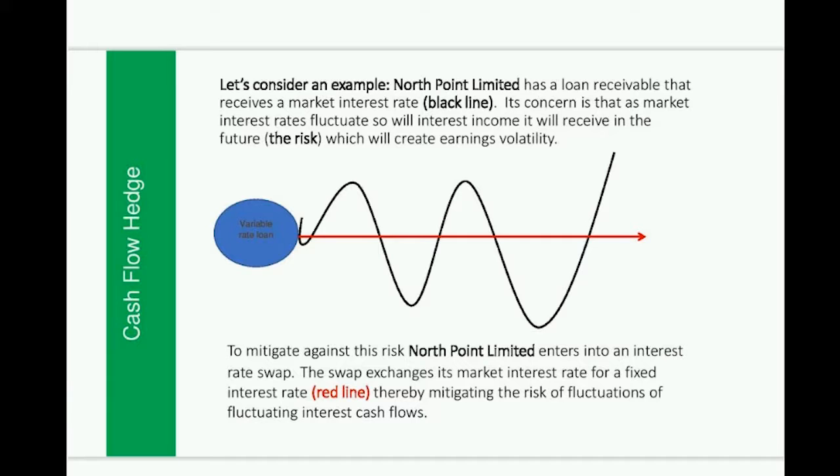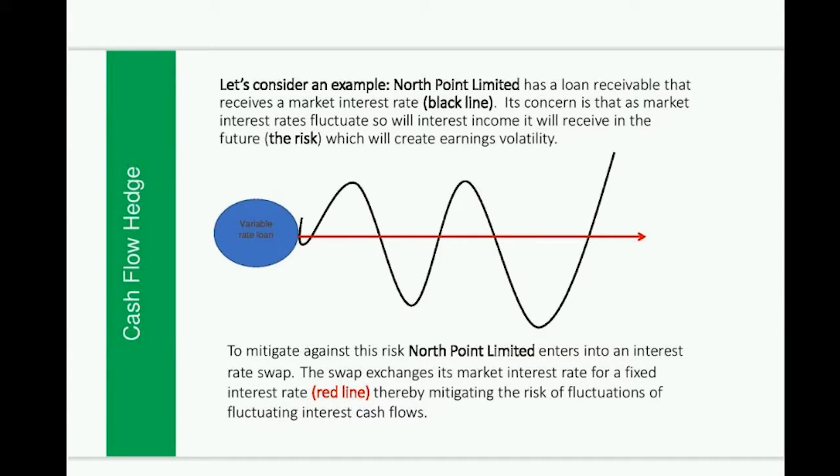If we turn to a cash flow hedge, in this example, we have a company, North Point Limited, that has a loan receivable that attracts interest at a market rate. So this one has a floating rate in terms of its contractual terms. Now, if you have a floating rate, the concern is that as market interest rates fluctuate, the amount of cash that it is going to receive in the form of interest income is at risk because it could fluctuate as market interest rates change over time. So this is the risk that they wish to mitigate.